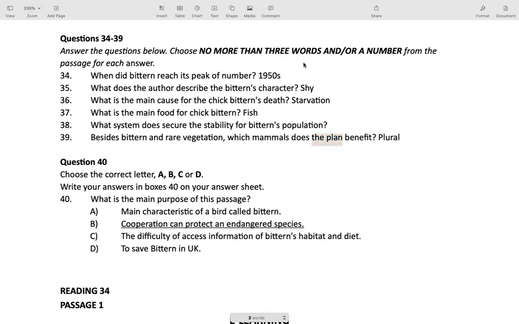So what does it mean by this question, sir? Which mammals does the plan benefit means, they have started a plan to protect the bittern. So besides bittern and plants, which other mammals is the plan benefiting? The plan is benefiting which other animals? It's not only benefiting bitterns, it's also benefiting some other mammals. Yeah, I got it. Yeah, correct. It's correct. I'm sorry.